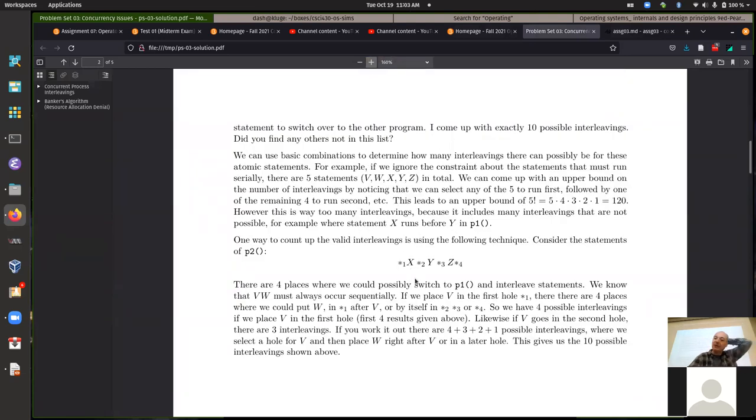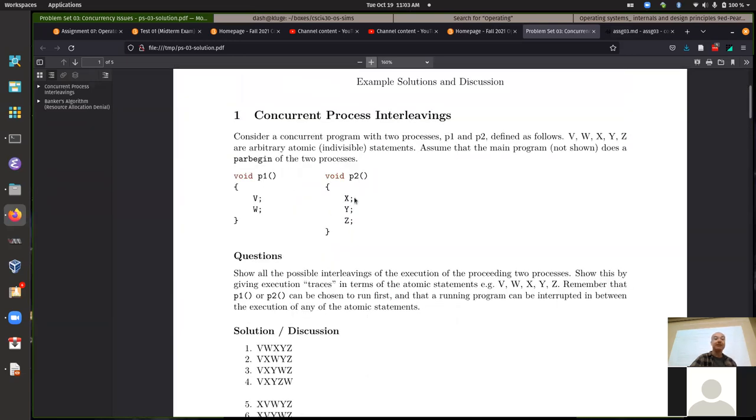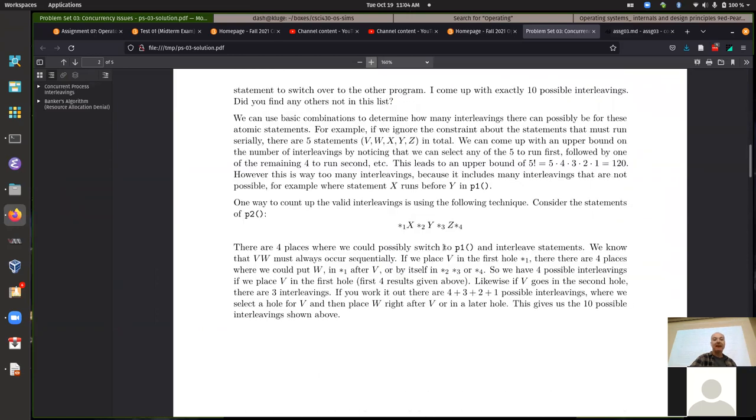There is an example of a more systematic way to derive the total number of interleavings in the example solution. The easiest way to do it is to pick one of the two. Interleaving means you're going to be running something in between, before, or after any of the steps of the one that you chose. In this case, it's easier if you choose P2. We've got X, Y, Z. That means we can interrupt and run stuff either before X, between X and Y, between Y and Z, or after Z. So there are four different possible locations where we might interleave something into the sequential statements of P2.